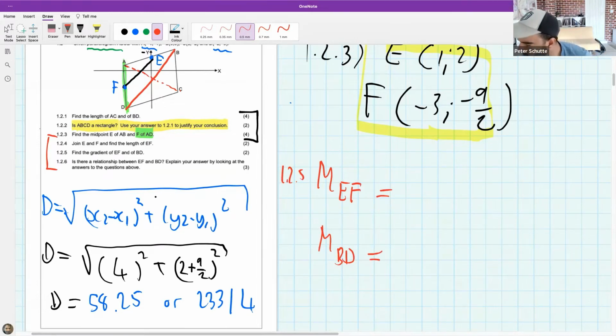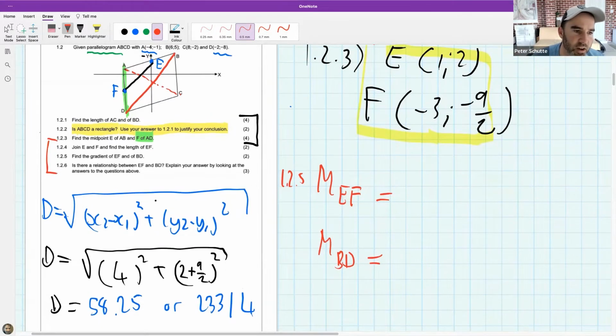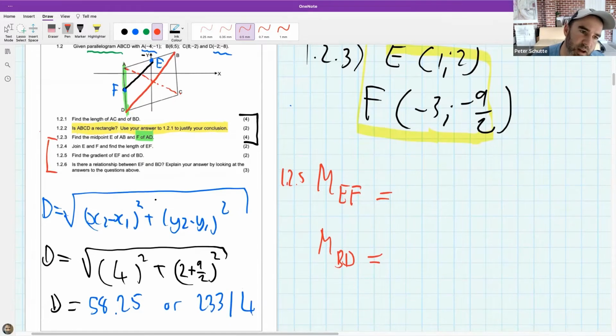Okay, well done, guys. I see good stuff coming through in the chat. Now, EF is parallel to BD, same gradient. Yes, Cameron, well done. Okay, some of you are jumping ahead there. And then have a look at 1.2.6, which is the interpretation question.